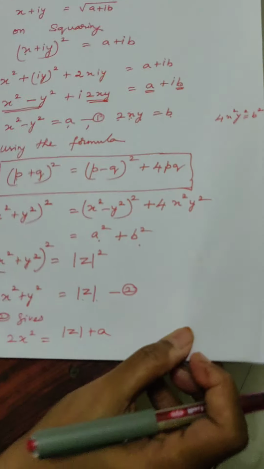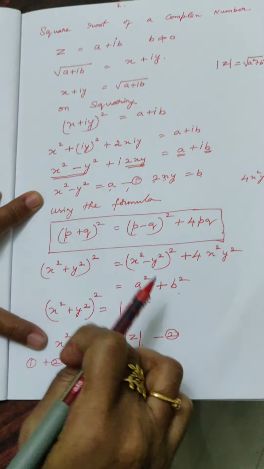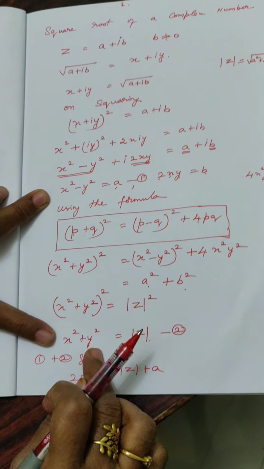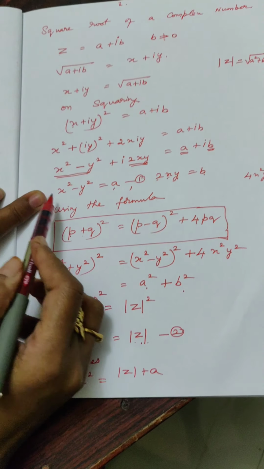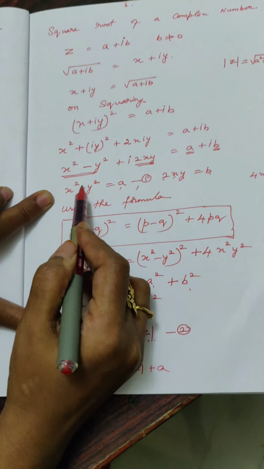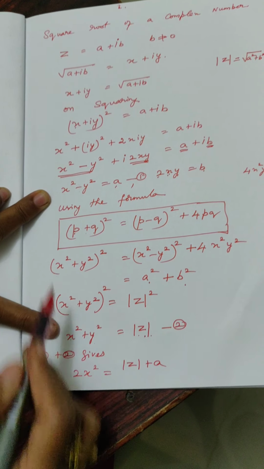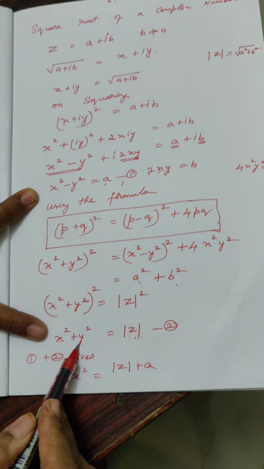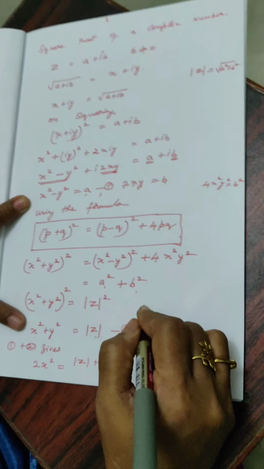See again, instead of adding the first equation and second equation, I am subtracting these two equations. Subtracting means x square plus y square is equal to modulus of z, and subtraction means minus x square plus y square is equal to minus a. Is it clear now? So x square gets cancelled, here y square, here y square. So I can take the result here itself.